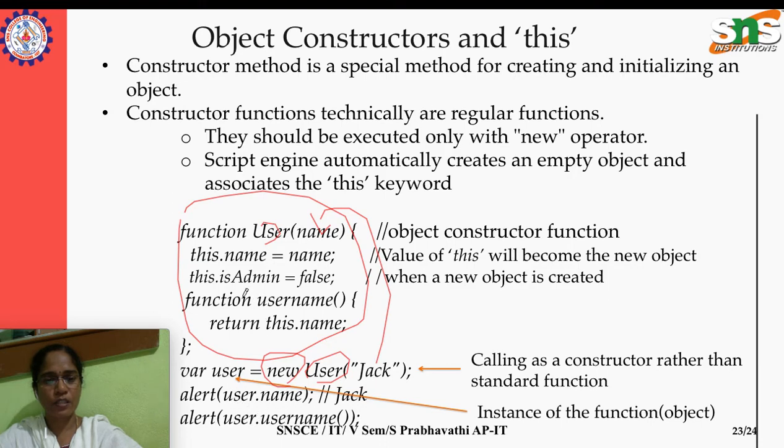User.name, user.isAdmin. Here we are calling the function. There is one more function in this function definition itself, username, which returns the current username, and you are calling it using the object instance, or you could straight away say object dot username. This is the function call. So this will return the username, and alert means it will display the value as Jack.